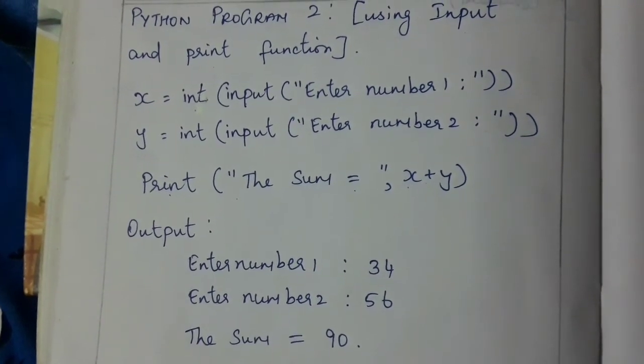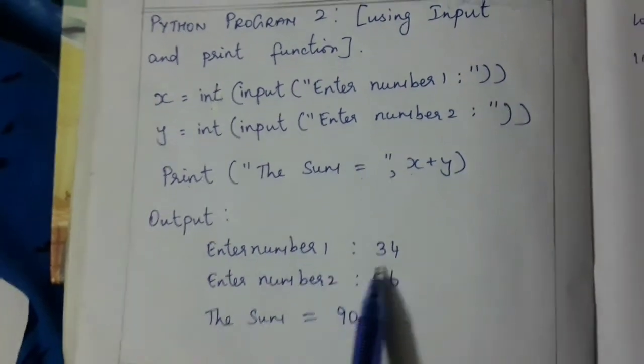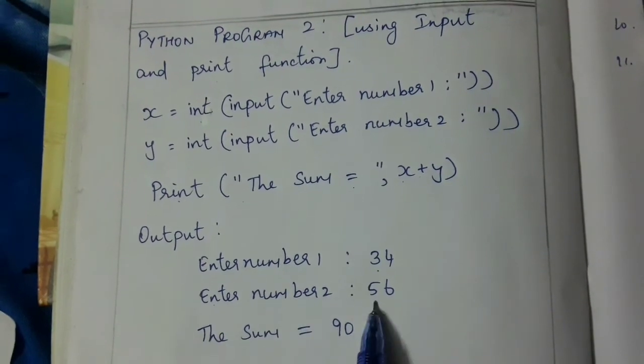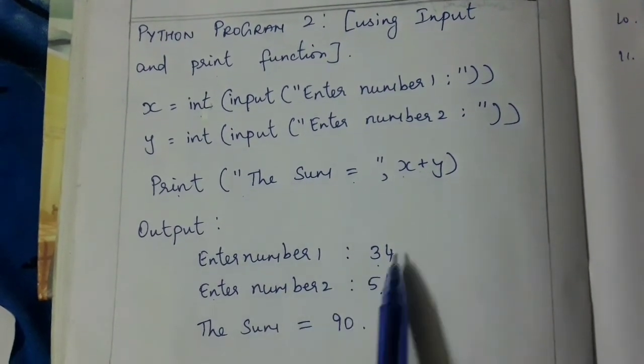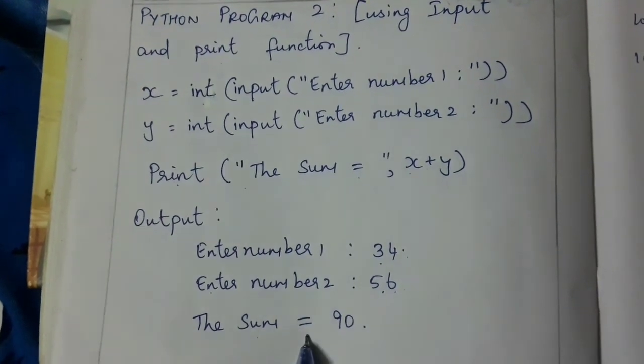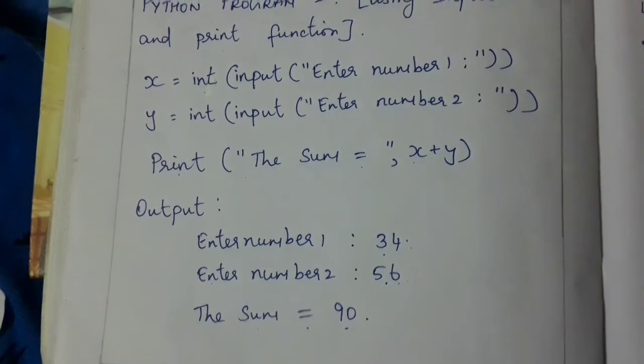After you execute the program, you will get the statement enter number 1. You will enter a number. Then it will ask for enter number 2. You will enter another number. These two numbers will be added and you will get the sum equal to the answer, 90. So this is another example of adding two numbers.